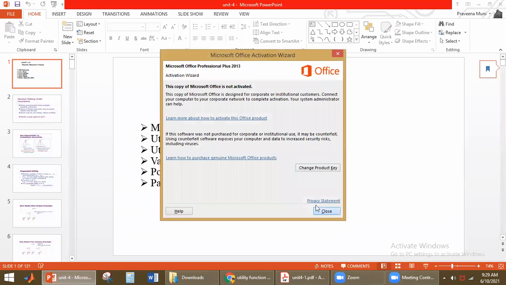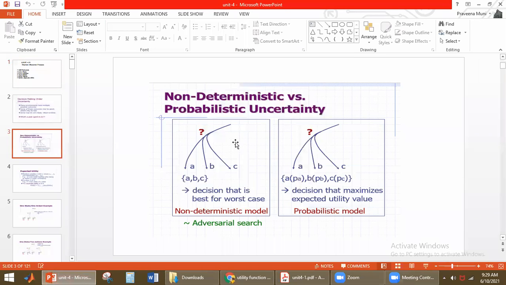So here it is an uncertain environment. Whenever some action is performed, which state is to be considered? Whether it has to consider A, B, or C, we have three different states. So a decision should be taken on which state to be considered. What is in the probabilistic model? What will we be doing? We will be adding the probability also to each and every state. Based on the probability, the decision will be taken.